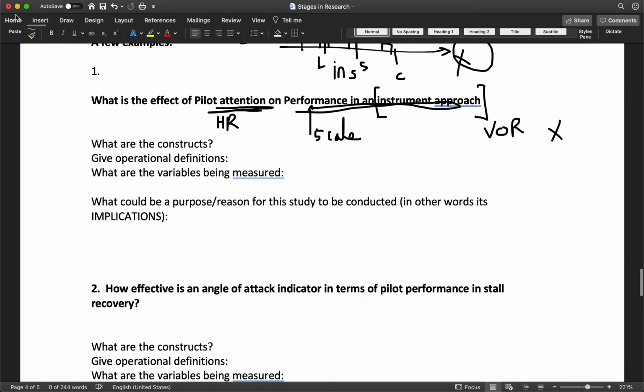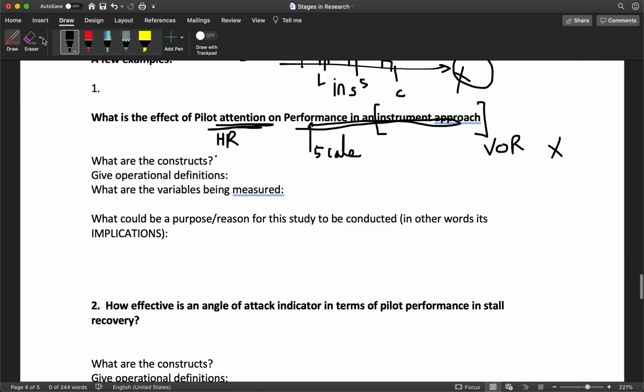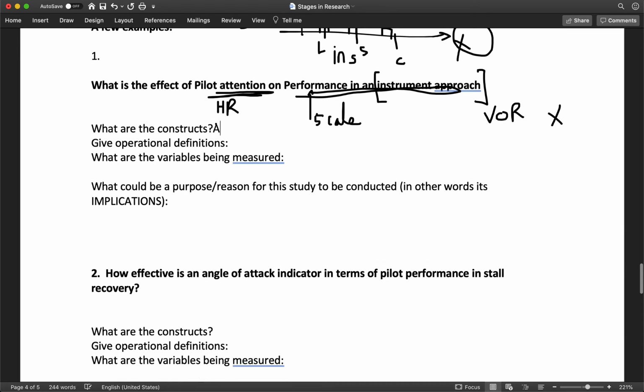So if I were to, how do I turn this off here? One second. Take off the drawing. There you go. What are the constructs, right? So the constructs are attention and performance, right? What are the operational definitions? Attention is an aggregate score, meaning a combinational score on perspiration device. There's a device we can measure the perspiration level and heart rate, right? And a heart rate monitor.